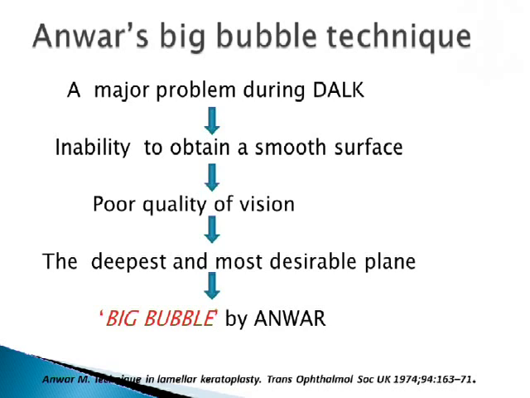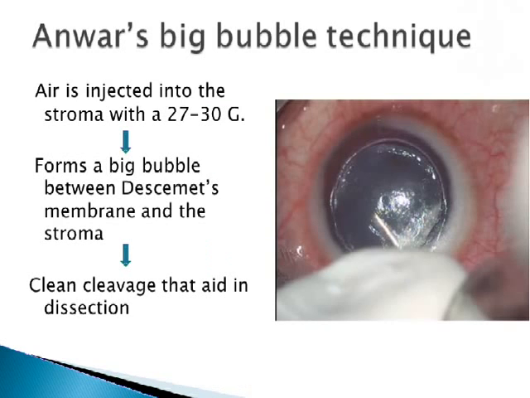The deepest and most desirable plane is obtained by the big bubble technique by Anwar. Here, air is injected into the stroma with a 27 gauge needle, which forms a big bubble between the Descemet's membrane and the stroma, leading onto a clean cleavage line that aids in dissection.